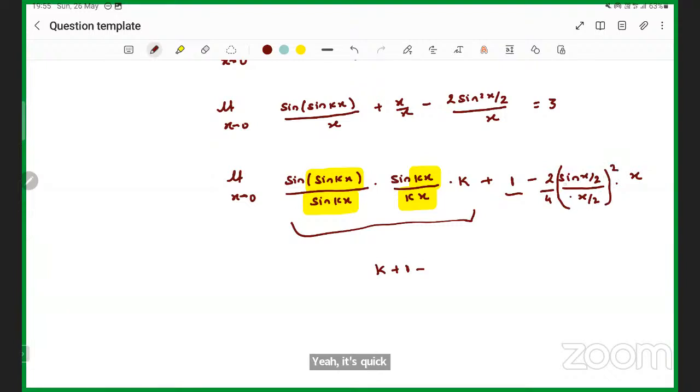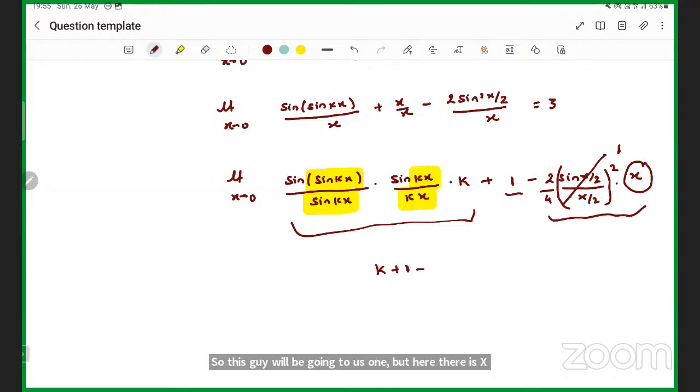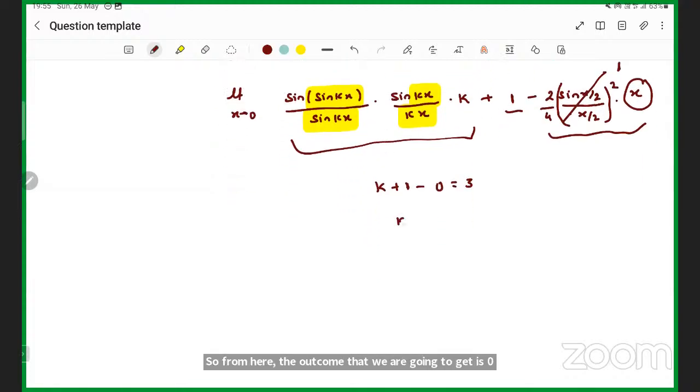We know that when theta tends to 0, sine theta by theta takes the value 1. So this part goes towards 1, but here there is an x, and that x will take the entire value to 0. So the outcome that we are going to get is 0, and this should be equal to 3. So now we have a pretty easy equation, and when we solve it, we get a equals 2.